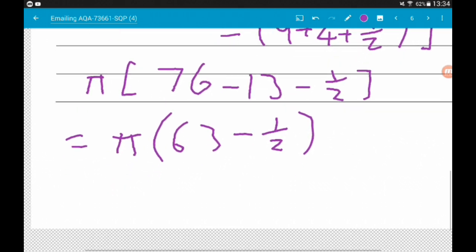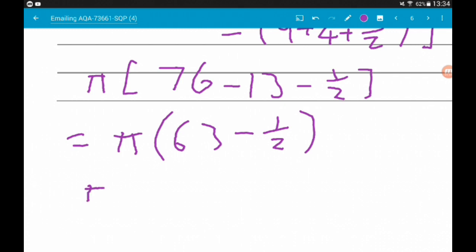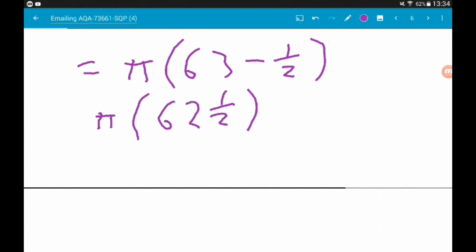So that is pi times 62 and a half, which does indeed equal 125 halves times pi. Good times.